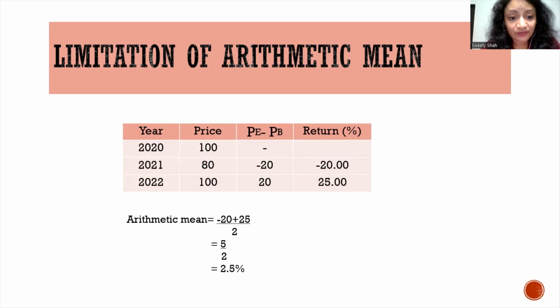And if I ask you, what is the arithmetic mean? This would be minus 20 plus 25 divided by 2. That is summation Ri divided by number of years. So it is reflecting that you are gaining 2.5% average return. Are you gaining anything out of this? You had invested 100. At the end of 2 years, you are again fetching 100 rupees. That means that there is no change in the value of investment. And at the same point of time, you have not received any sort of dividend out of this. So this is the limitation of arithmetic mean.